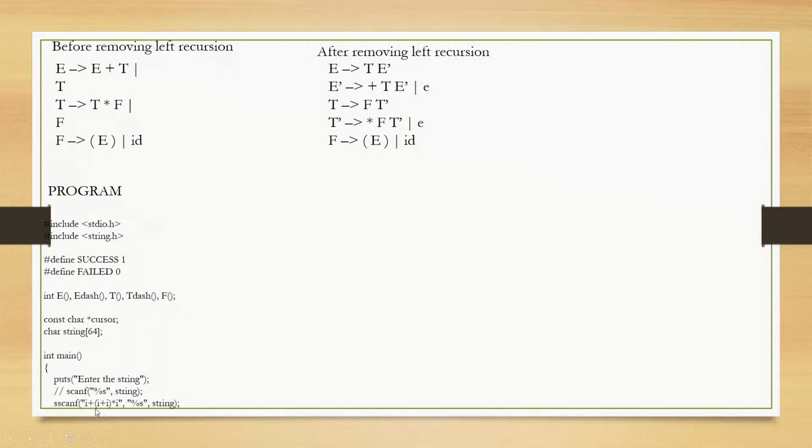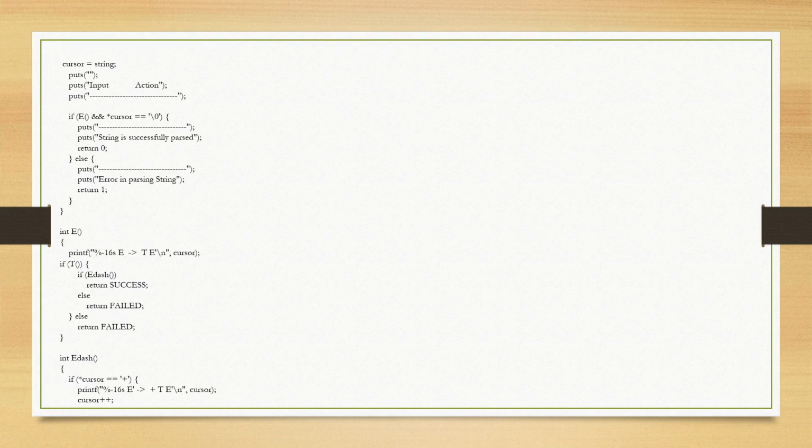the string will be calculated, where the cursor will be equal to the string where the input action will be taken. And if the string is successfully matching this if statement, then the string is successfully parsed. Else there is an error in the parsing of the string. It will return 1. On success, it will return 0.